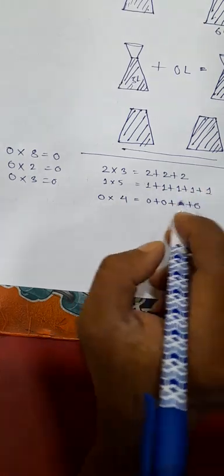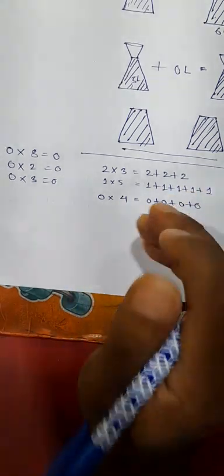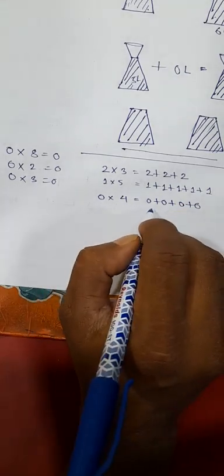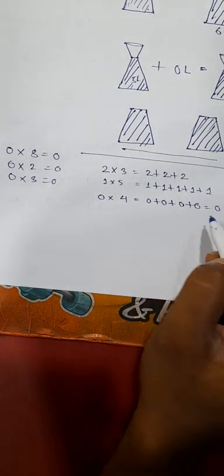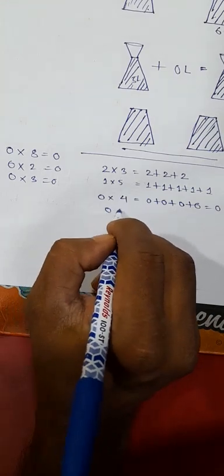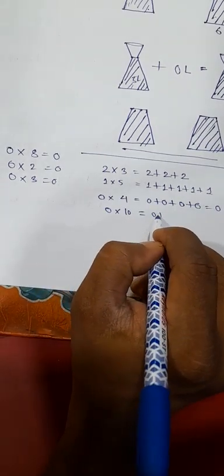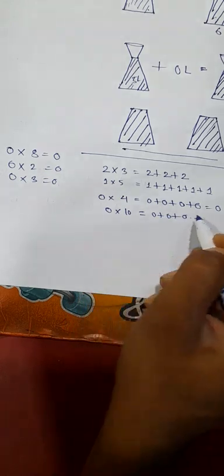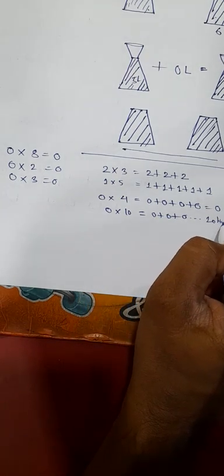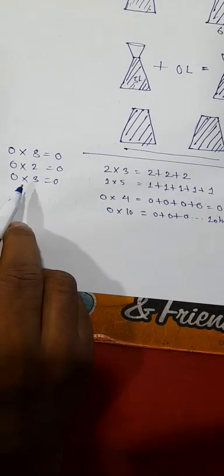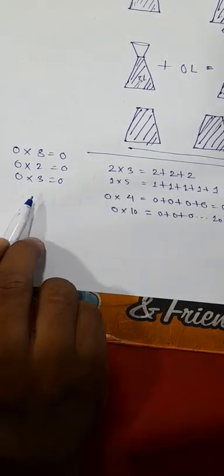0 means nothing. So when you add 0 4 times, 5 times, 10 times, it doesn't make any difference. So addition of 0 4 times means 0. Similarly, 0 multiplied by 10 equal to addition of 0, 10 times, 0 plus 0 plus 0, 10 times, equal to 0. So 0 multiplied by any whole number is 0.